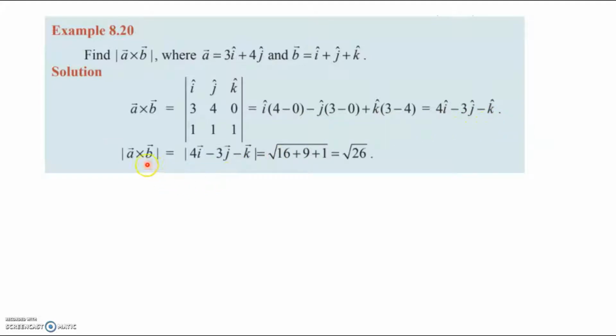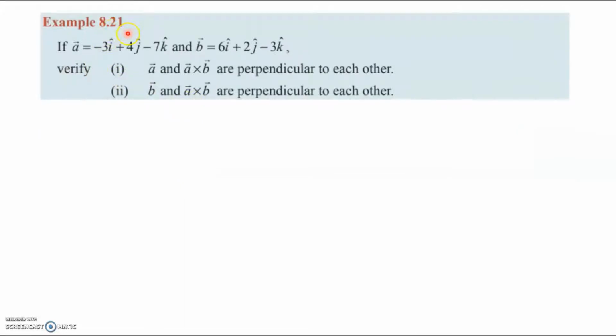Further, the magnitude of A cross product with B is equal to the magnitude of this resultant vector here. So which is equal to square root of 4 squared, which is 16, plus 3 squared, which is 9, plus 1 squared, which is 1. So root of 16 plus 9 plus 1 is equal to square root of 26. So that's our answer.